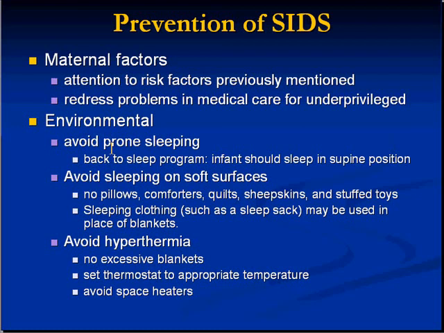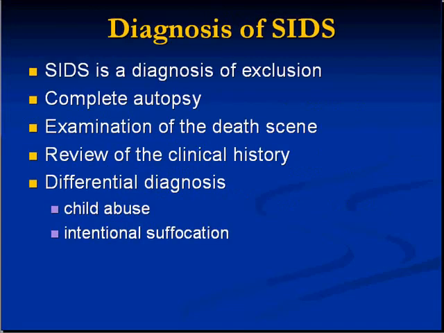Babies that sleep on soft things, which are more likely to suffocate them, can be aware of that for prevention of SIDS as well. And hyperthermia, whether it's due to a lack of some homeostatic control in the brainstem or whether there are environmental factors, can be avoided just by setting a thermostat to an appropriate temperature and not using space heaters.